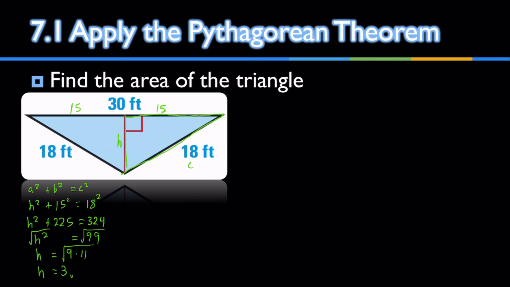Square root of 9 is 3. Square root of 11. So that's the height. So now let's find the area. Area is 1/2 base times height. The base would be the whole base, whole side of the triangle, 30. The height is perpendicular to the base. We found that to be 3 square root of 11.